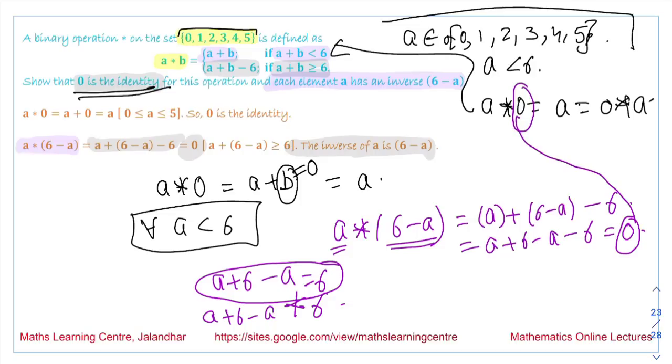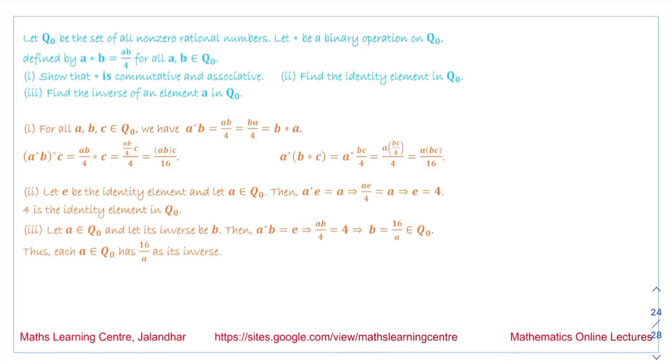Next, let Q naught be the set of all non-zero rational numbers. So these are all rational numbers except 0. Star is the binary operation on Q defined by A star B is equal to AB by 4. We have to prove that this star operation is commutative and associative. We have to find the identity and the inverse element of A in Q.